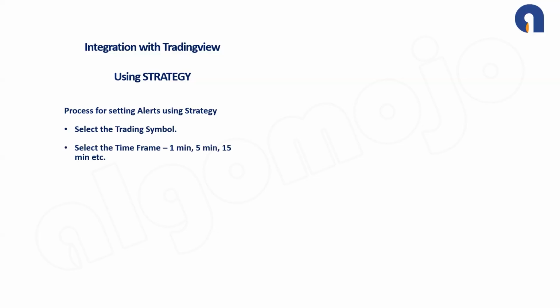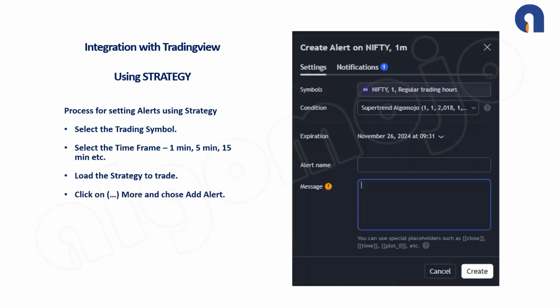So in TradingView, when you're doing a setup for strategies, the process is that first you have to select the trading symbol, then look at the time frame, and then load the strategy. Then click on the more button against the strategy name, and then update the message content and the notification. In the notification, update the webhook URL. Give a name. That's the process, and save it or say create it. It will get done. That's it.